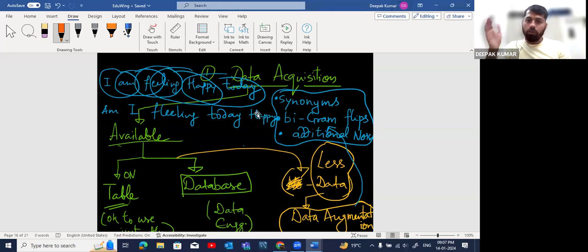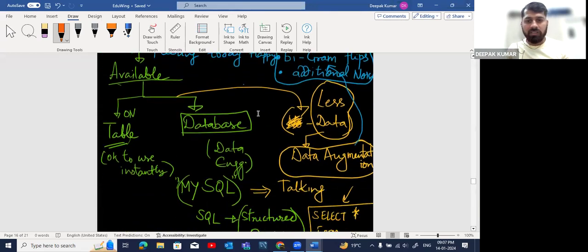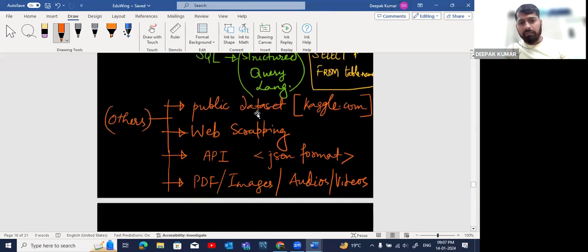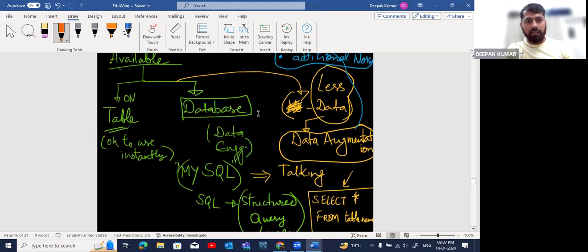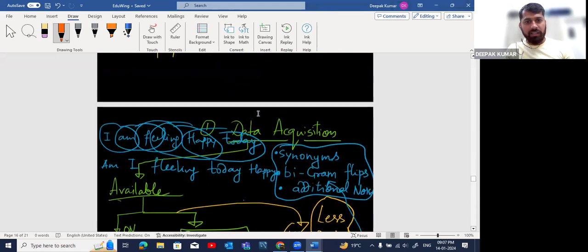If you have less data, go for augmentation with synonyms, bigram flips, additional noise. Then the other parts are as visible in front of you. Whereby it is only the first stage, data acquisition.